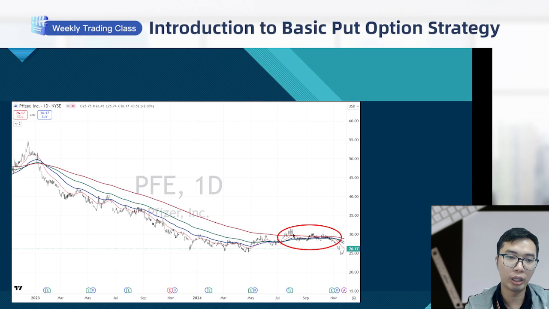So when the stock price is still under the EMA 200, still under the EMA line, if you want to invest, we don't invest in this kind of stock, because this is a long-term downtrend. The price will only go lower, lower, and lower.